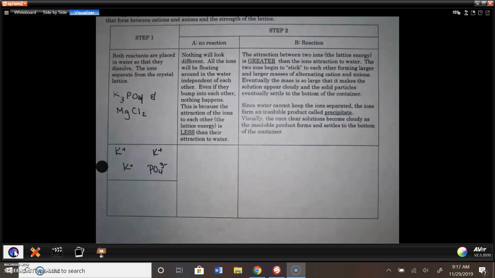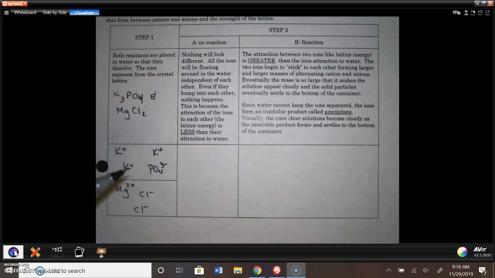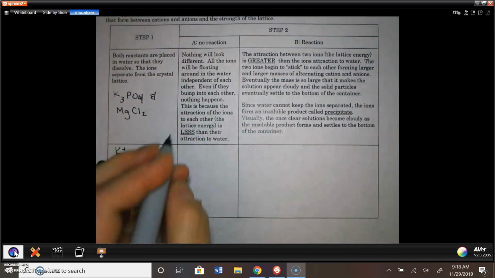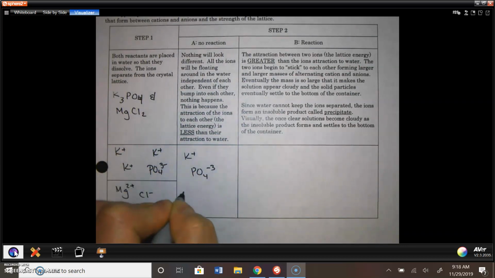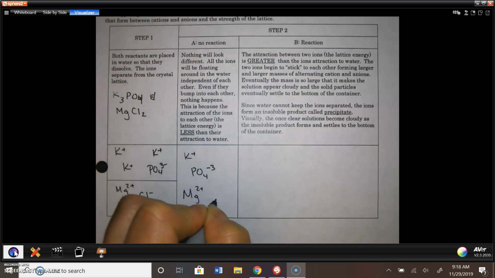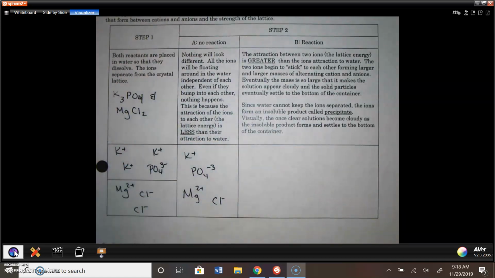Likewise, magnesium chloride is soluble in water, so what do I wind up with? I wind up with magnesium ions, which are 2+, and chloride ions, which are Cl-. So this is really what my ionic compounds look like in water before I mix them. Okay, so now I'm going to mix them together, and what's going to happen? Well, if there's no reaction, the ions are simply going to stay separate. So I would have K+, phosphate ions, magnesium ions, and chloride ions all mixed up together.